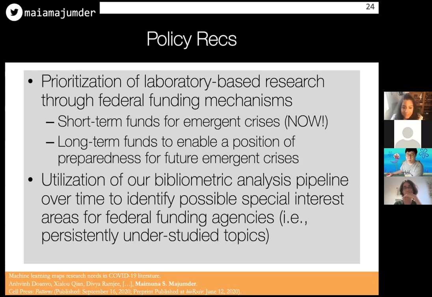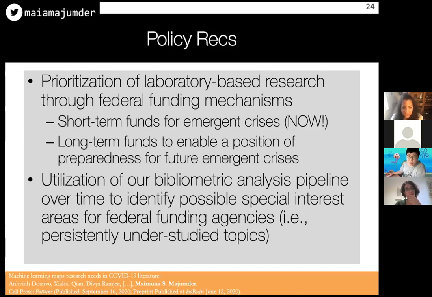Instead, they represent insufficient resources to do the work that is essential to pandemic response, including development of improved diagnostics and condition-specific therapeutics. As a result, one of our primary policy recommendations coming out of the study is the need for federal funding mechanisms to prioritize lab-based research, both in the short term for emergent crises like the ongoing pandemic, and through longer-term mechanisms to enable a position of preparedness for future emergent crises.